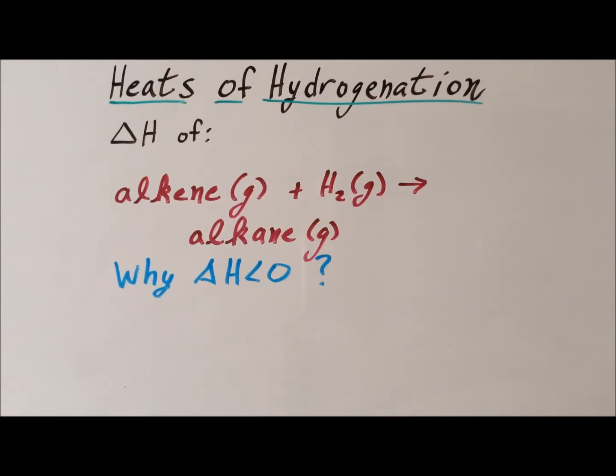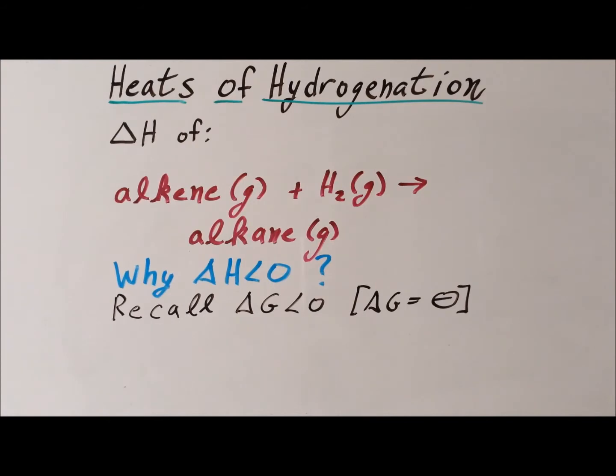This experimental fact that the heats of hydrogenation, the enthalpies of this reaction, are invariably negative forces us to consider the important question. Why is the reaction always exothermic? Why is delta H of reaction less than 0?